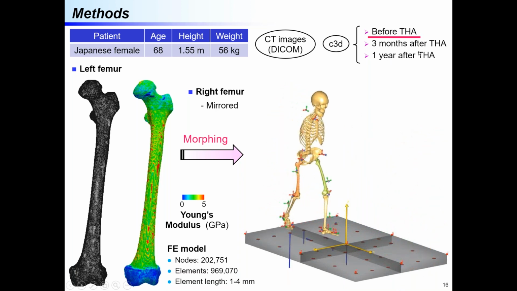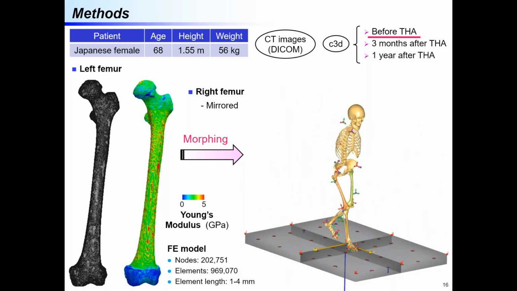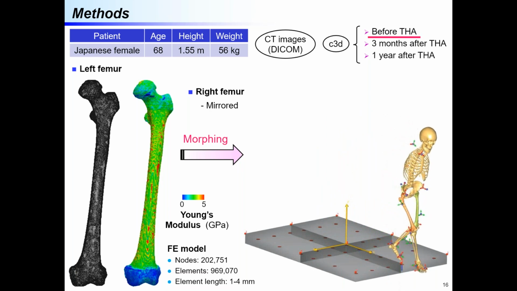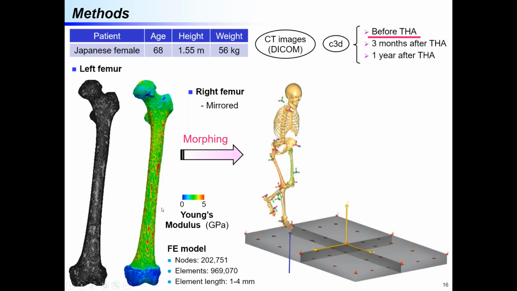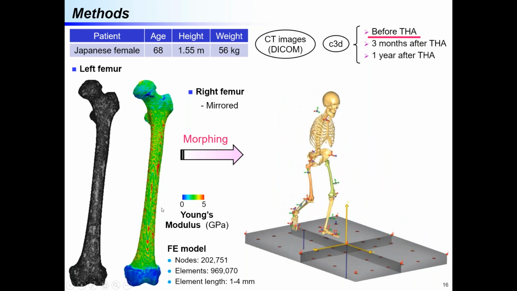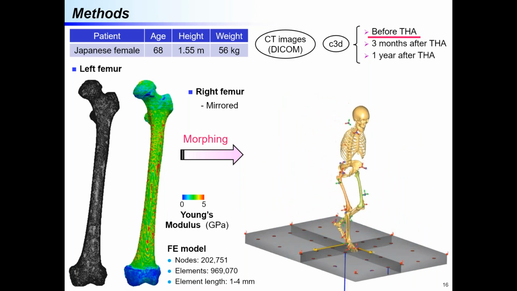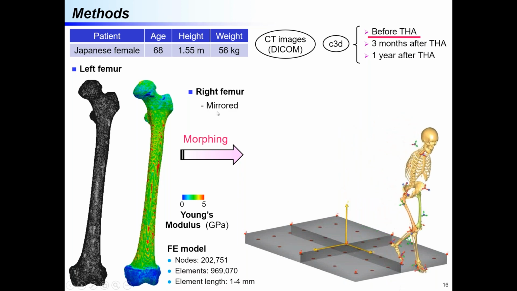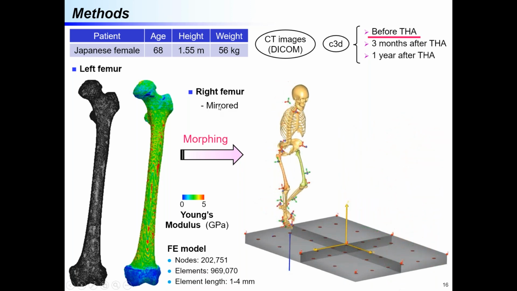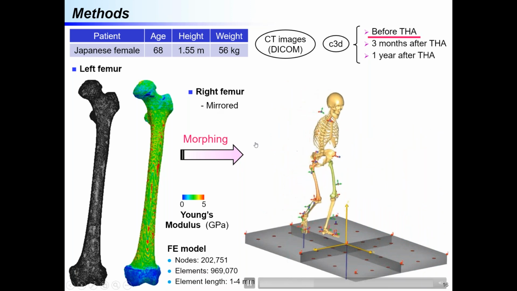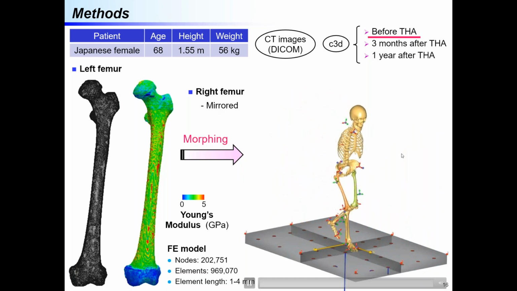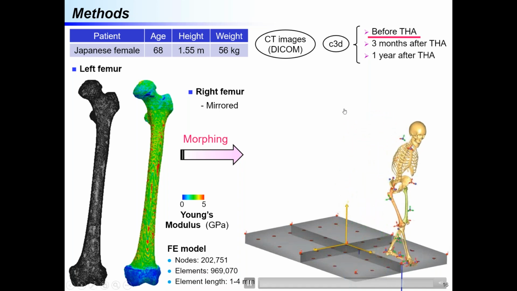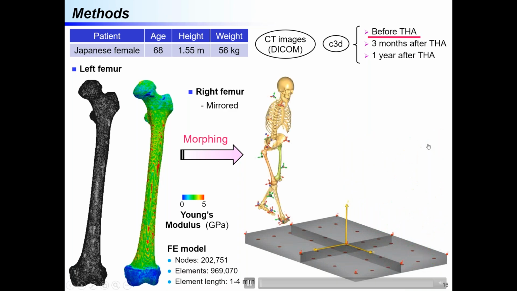First, a FE model of the left femur was made based on CT images before THA on Mechanical Finder. And this is a heterogeneous Young's modulus distribution. Then the right femur was also made by the mirroring technique on Mechanical Finder. Then the left and right femurs were imported to AnyBody through the morphing technique. Green and red ones are the imported shapes of bone of the patient.